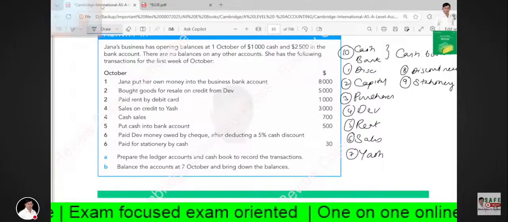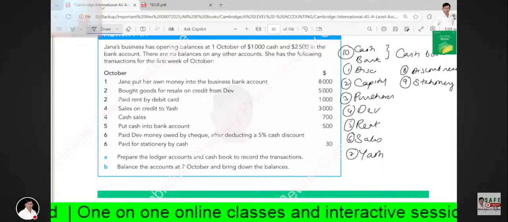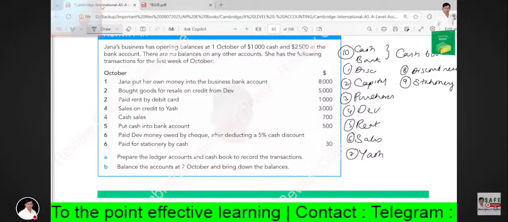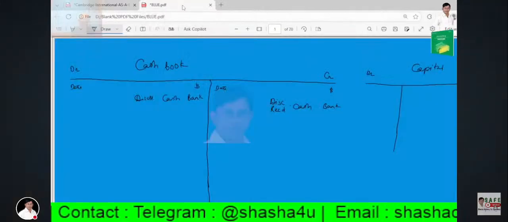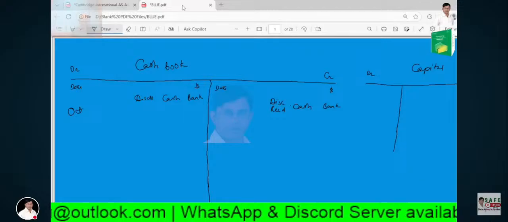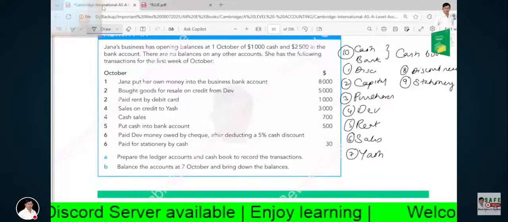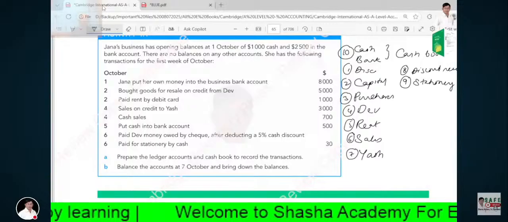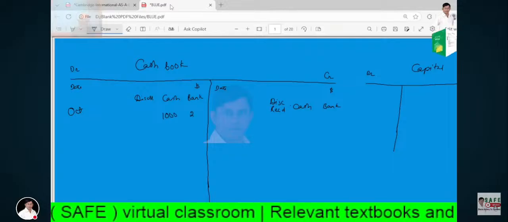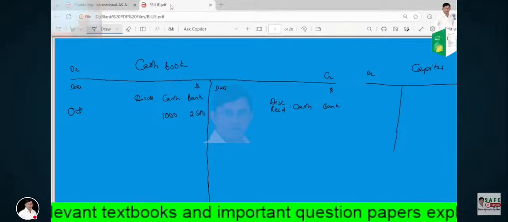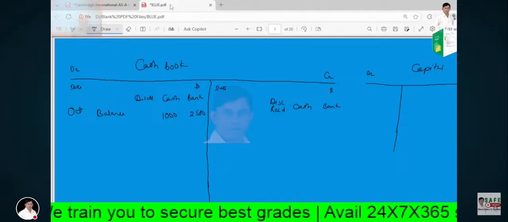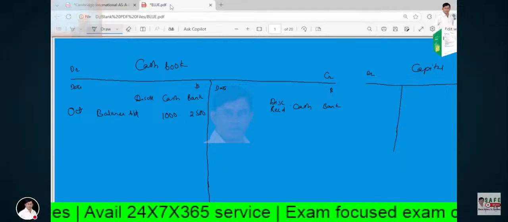First October, cash $1,000, bank $2,500. October 1, $1,000 cash, $2,500 in the bank. So it is balance brought down.